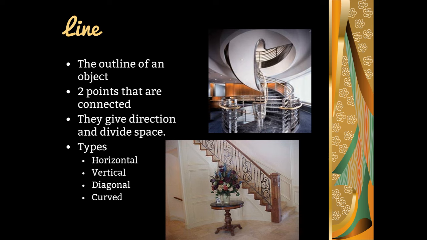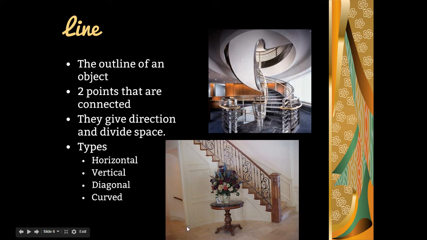All right, the next element that we're going to talk about is line. So in a room, line is the outline of an object. All right, 2 points that are connected. They give direction, and they also help divide up the space. So there's obviously different types of lines that you're going to see that create illusions in your room or rooms. So your horizontal lines, your vertical lines, diagonal, and curved. Lines come with stairwells, with lines on walls, with tables, with the way walls are designed, like here.